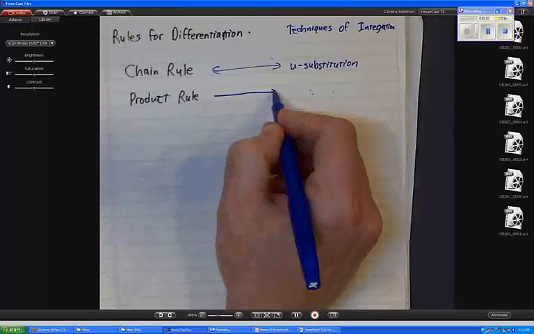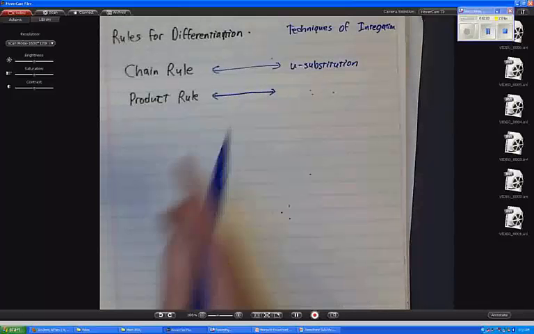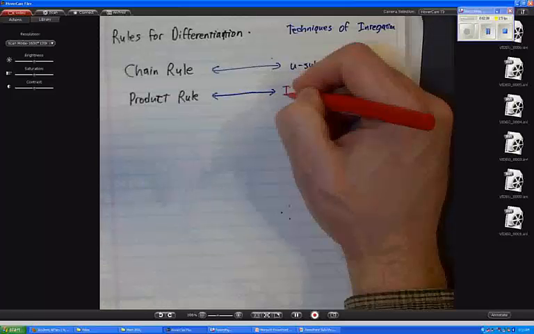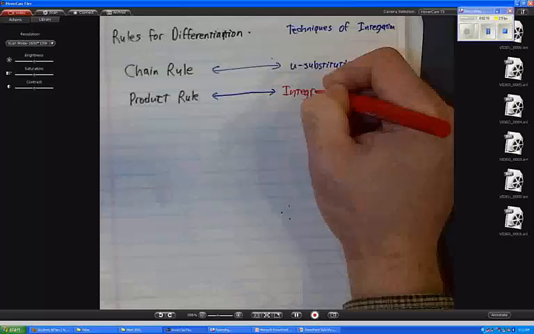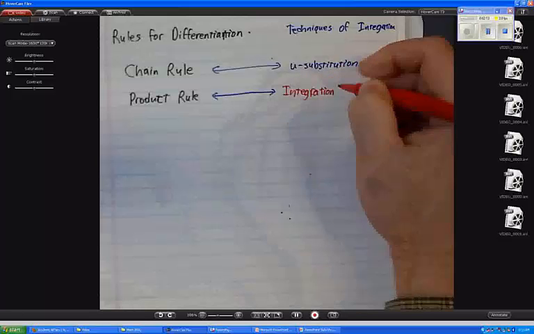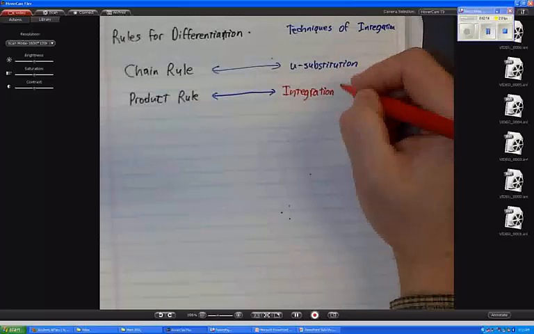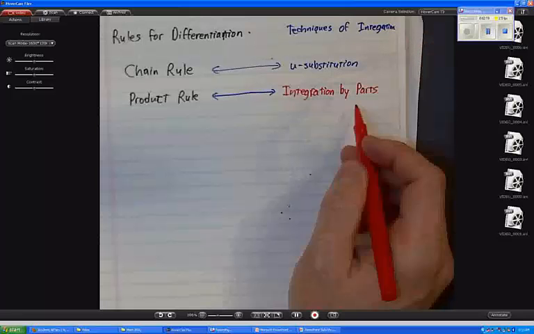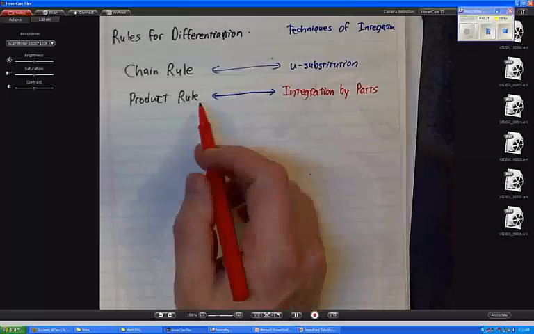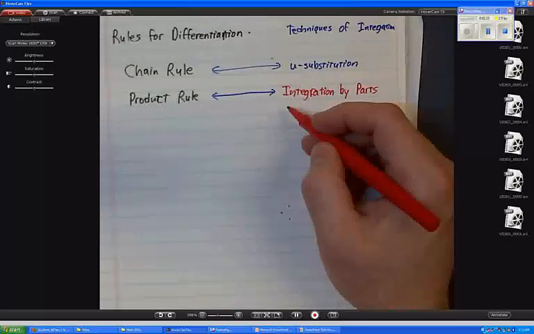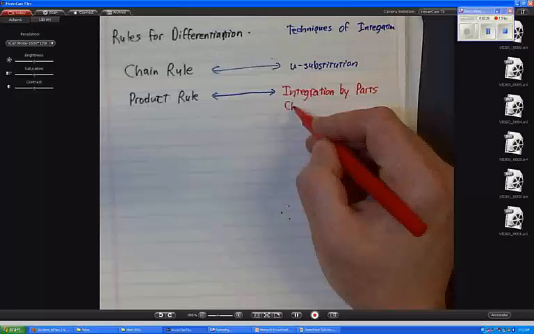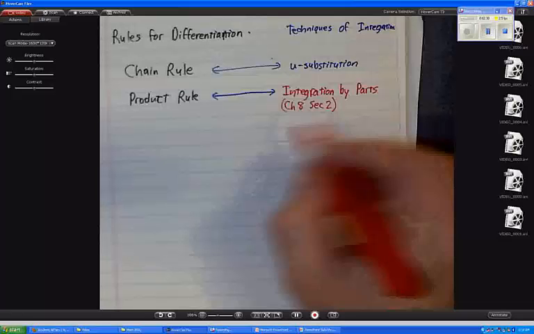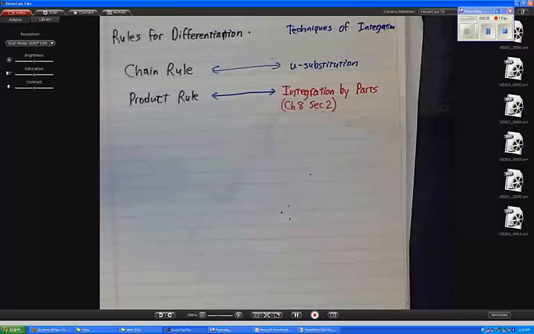The product rule. Let me just, while I'm at it, tell you, you could save this for whenever you're going to take Calc 2, although I saw a couple people signed up this summer. Integration by parts is the technique you use that corresponds to the product rule. And this will be covered in Calc 2. I think it's Chapter 8, Section 2. Okay? So we're not going to touch that in this course. But we're going to do U substitution today.